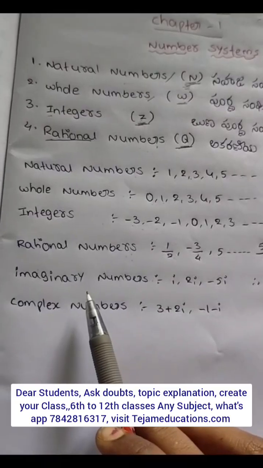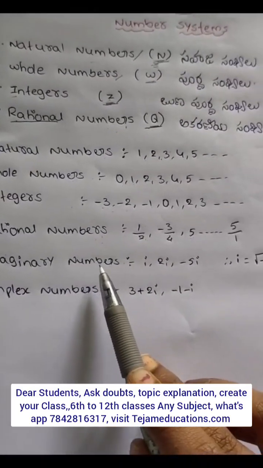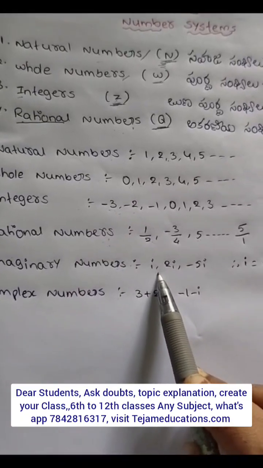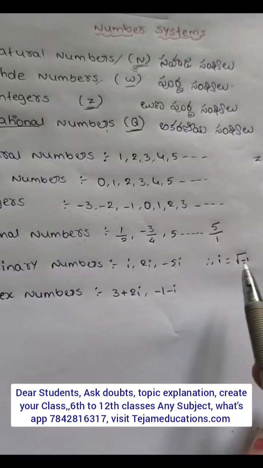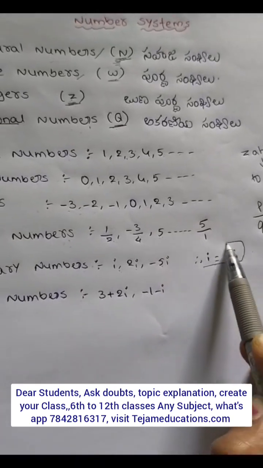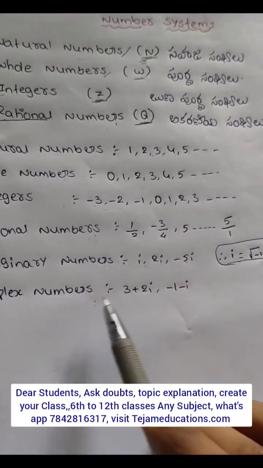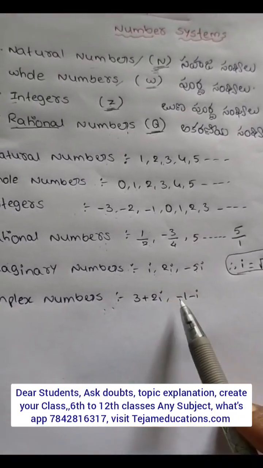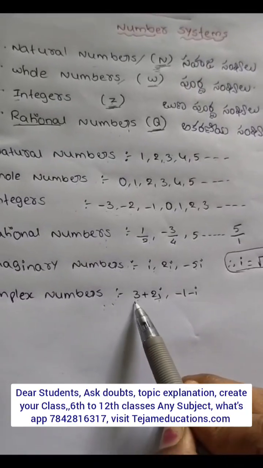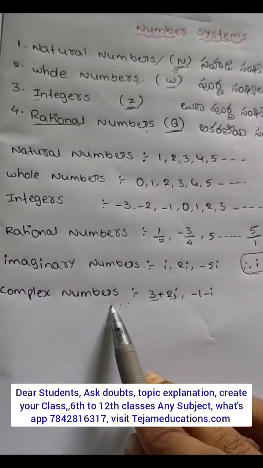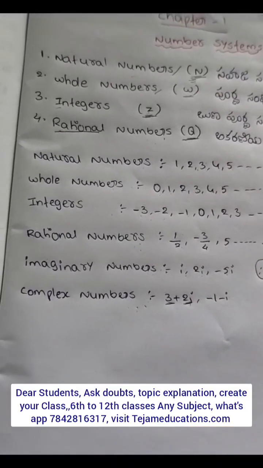There are some other types as well: imaginary numbers and complex numbers. Imaginary numbers are those multiplied by i, like 2i, -5i and so on. Here i equals the square root of -1. Okay, what is a complex number? A complex number is a combination of real and imaginary numbers. This is the imaginary number, this is the real number. So a complex number is the combination of both real and imaginary numbers.